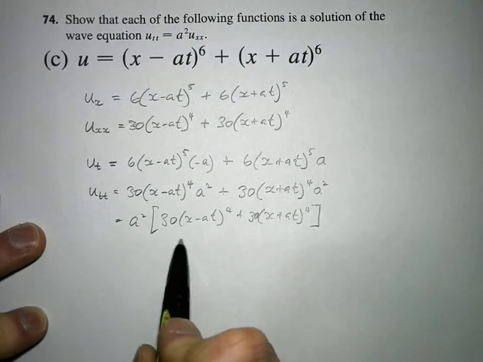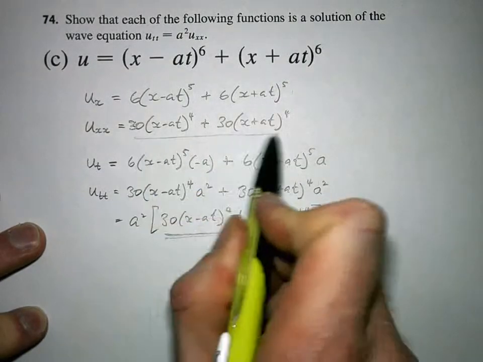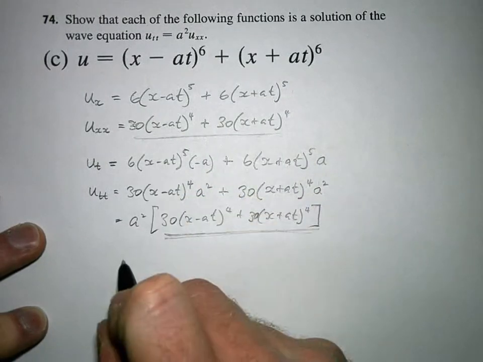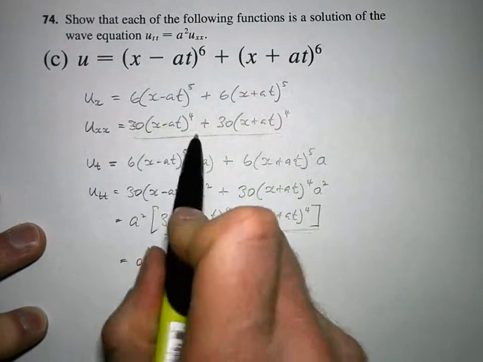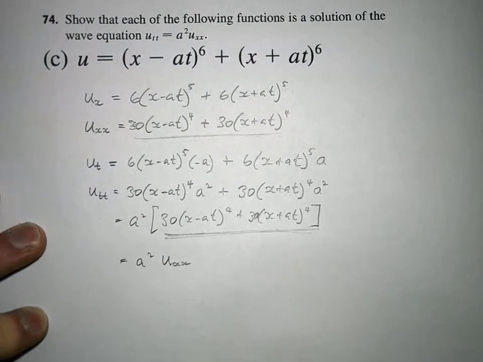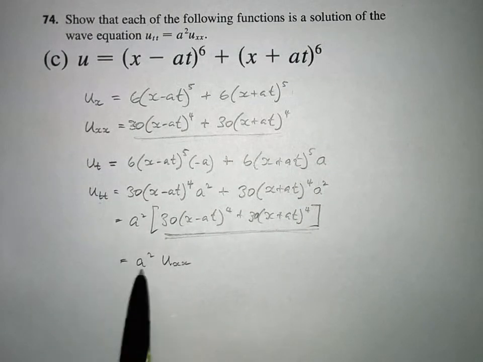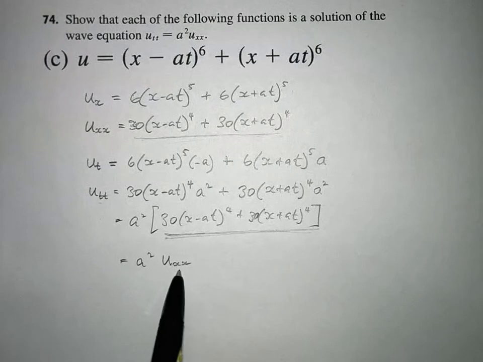Now if you look at this, you'll see that the expression in the bracket is exactly the same as the second partial derivative with respect to x. In other words, this is equal to a squared times the second partial derivative with respect to x, which is exactly what we were trying to show. The second partial derivative with respect to t is equal to a squared times the second partial derivative with respect to x.